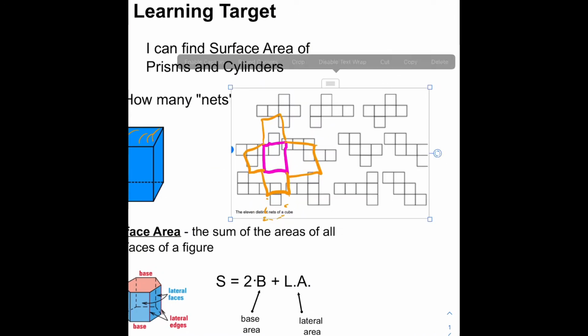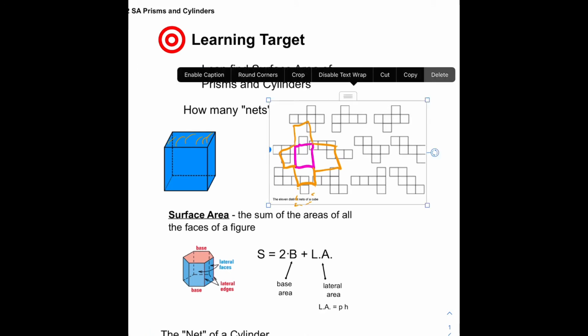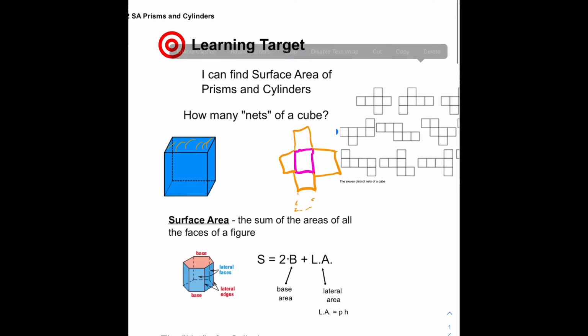Yeah, there we go. Let's just make it a little bit smaller. Or just move it over.